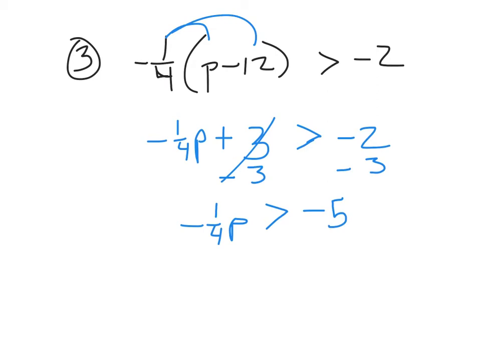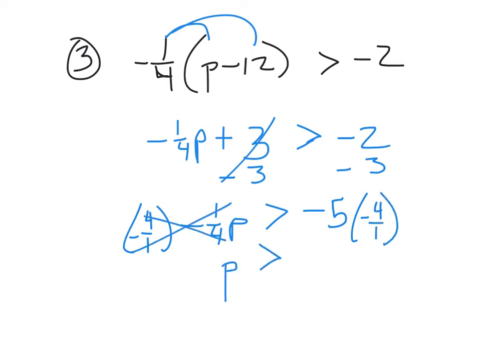Okay, now this is technically multiplication, so you would divide it. But remember, when you're dividing fractions, you actually flip the fraction and multiply. And you have to take the negative with it. So negative 4 over 1. So then these cancel. I'm left with just P is greater than. Negative times a negative is positive, so we know the answer is positive. 5 times 4 is 20 over 1, so it's just 20. P is greater than 20.